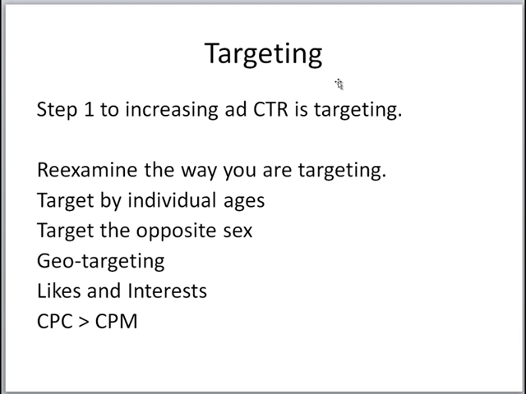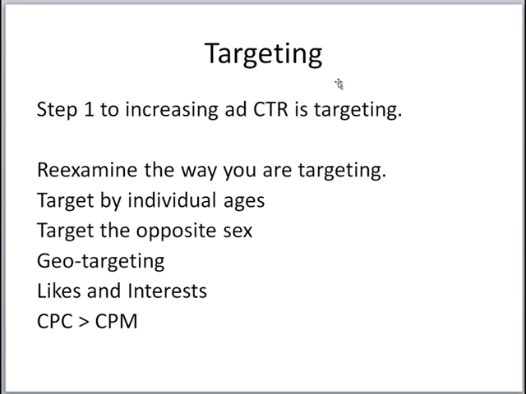So if you've got a campaign that's doing decently already, but you want to make a little more money off of it, you know, you're making 20-30% return on your investment and you want to make 50-60% return on your investment, you're really going to have to start looking at re-examining the way you're targeting. Is it correct? Are you targeting males when you should be targeting women? Have you tested that yet? That's something you can do.